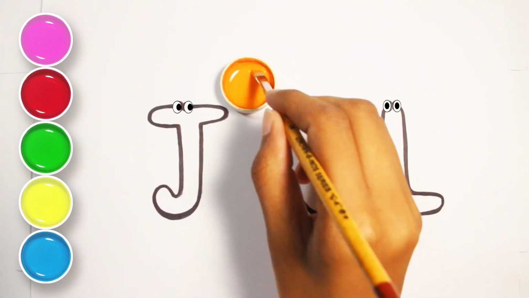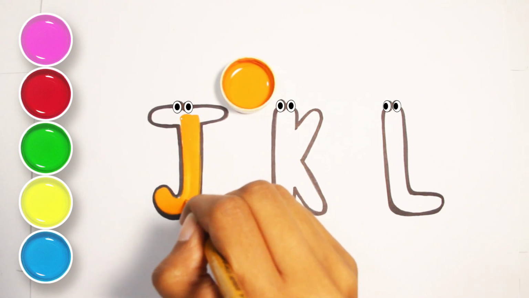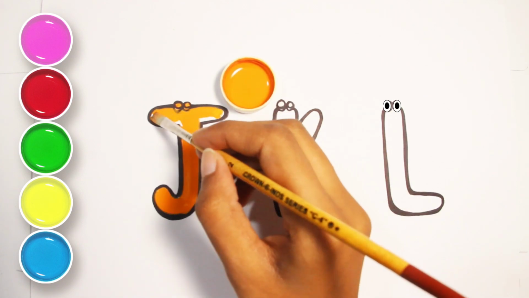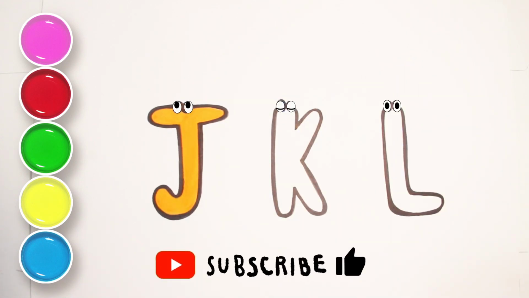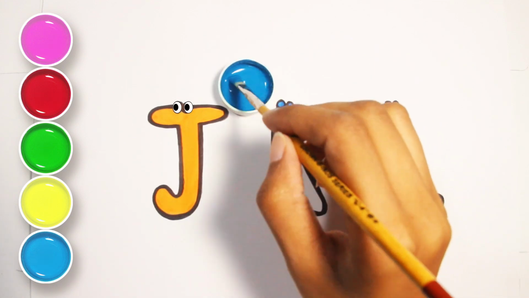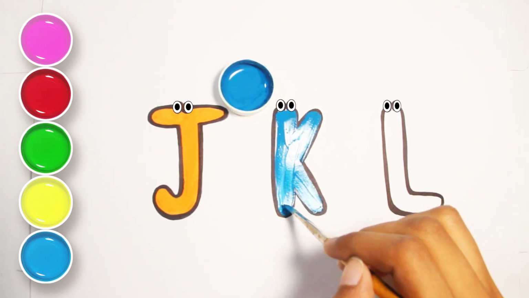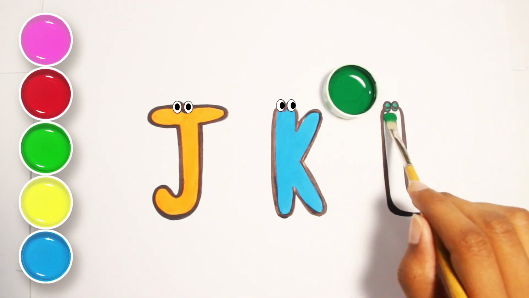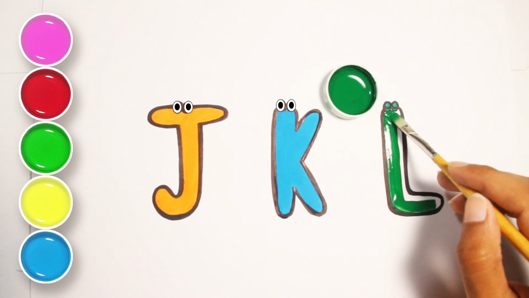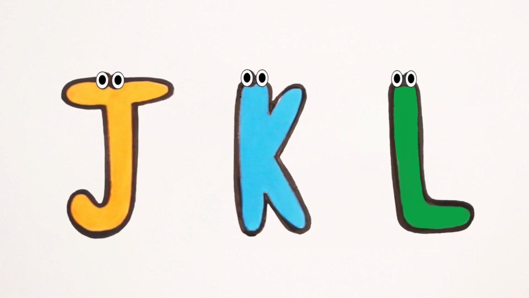Orange. Let's paint J. Blue. Let's paint K. Green. Let's paint L. Learning alphabets is always fun.